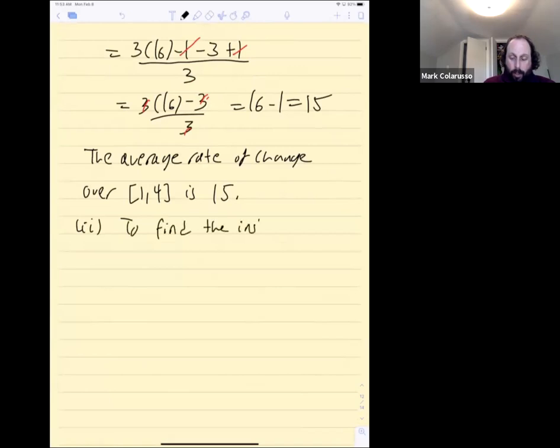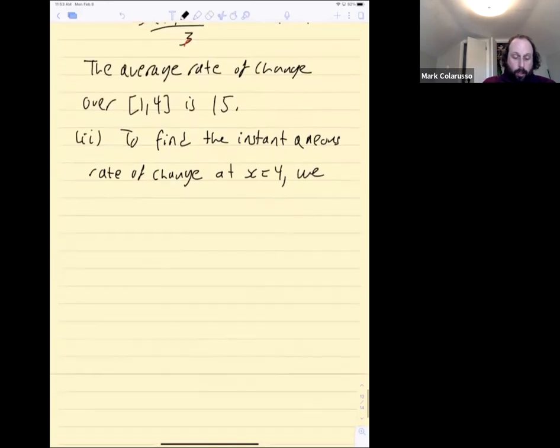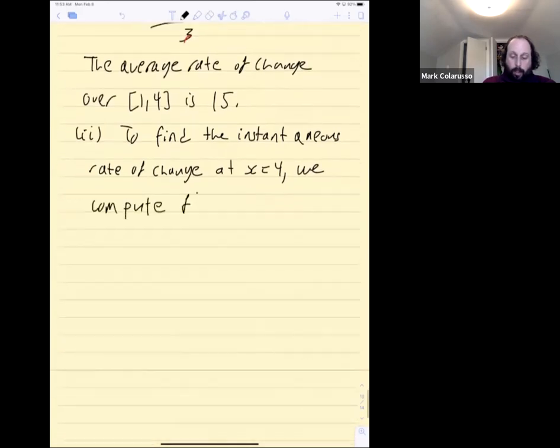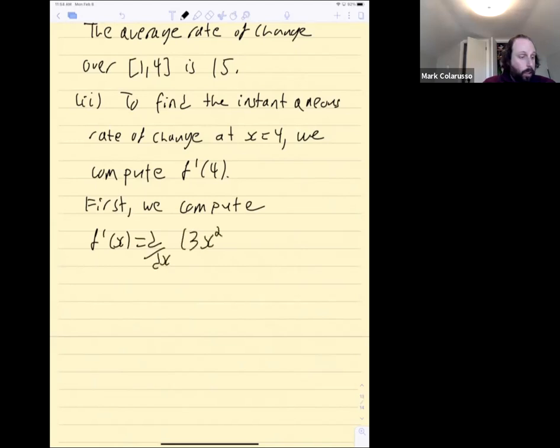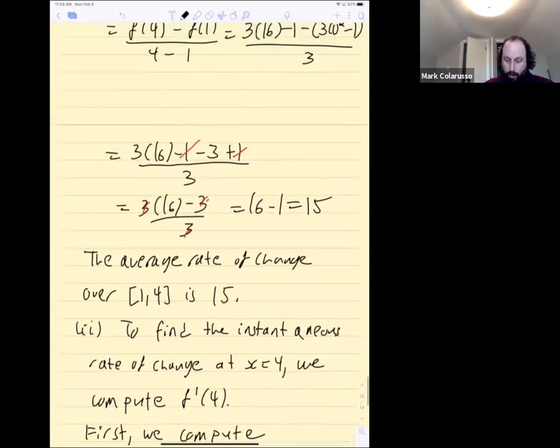The instantaneous rate of change at x equals 4, we compute f prime at 4. So first we need to get the formula for f prime at x from the power rule. F prime at x, which is the derivative of 3x squared. Oh, it's 3x squared plus 2. Did I write that down right?